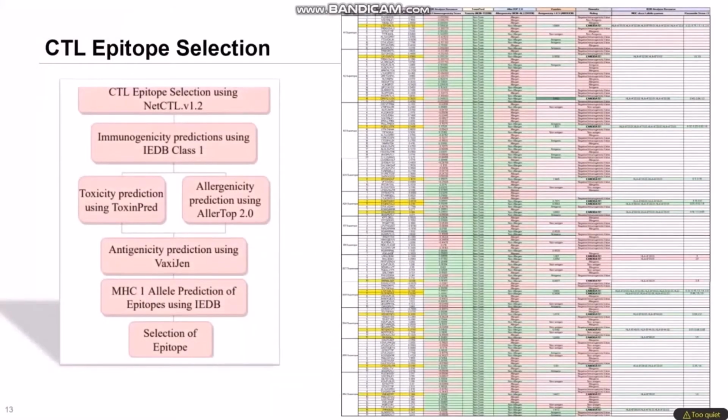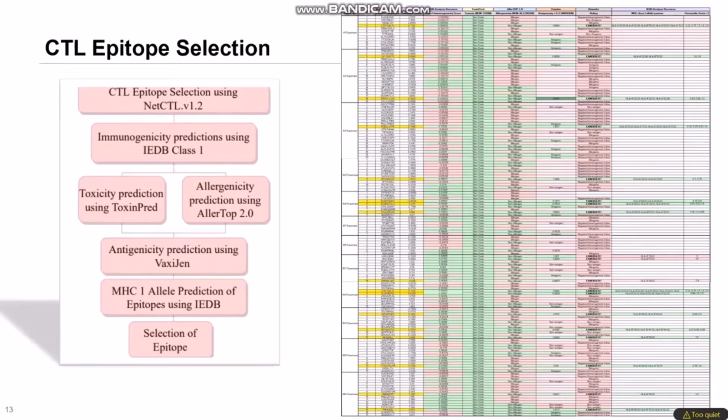For CTL epitope prediction, a total of 148 MHC class 1 epitopes for the 12 supertypes were predicted using NetCTL version 1.2. The IEDB class 1 immunogenicity tool projected 75 of them to be positive in terms of immunogenicity. ToxinPred and AllerTOP determined that all 75 epitopes were non-toxic and 67 of them were non-allergenic.